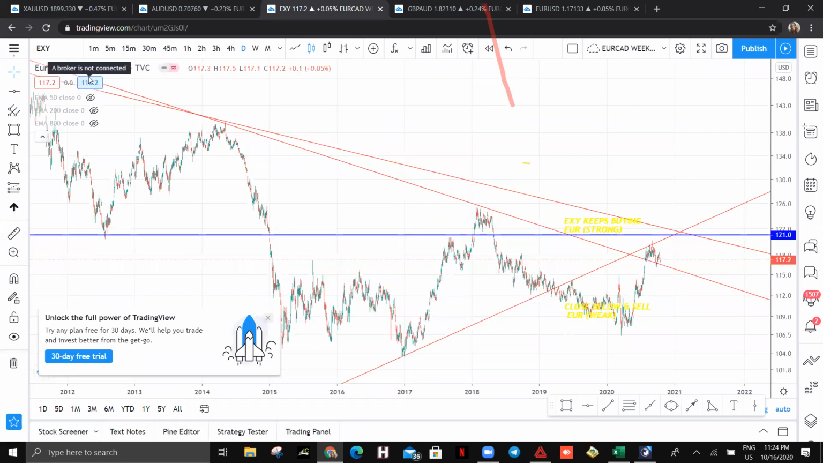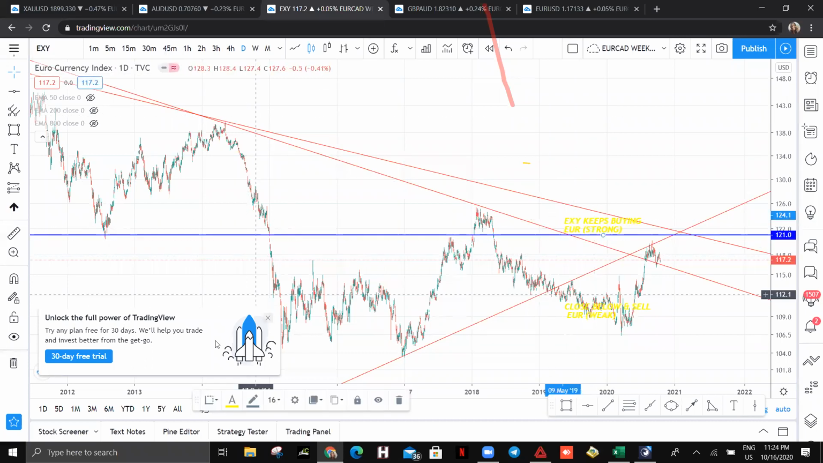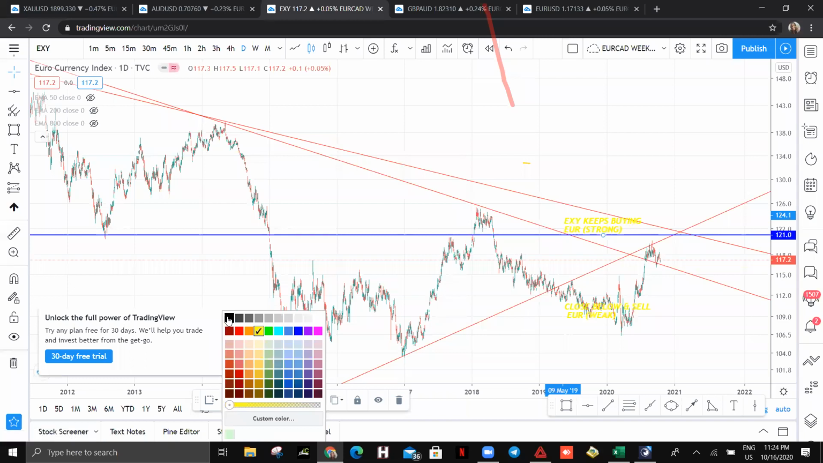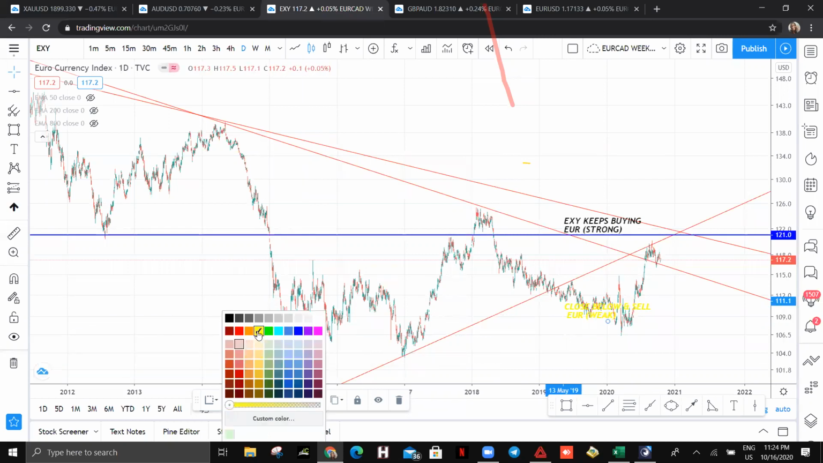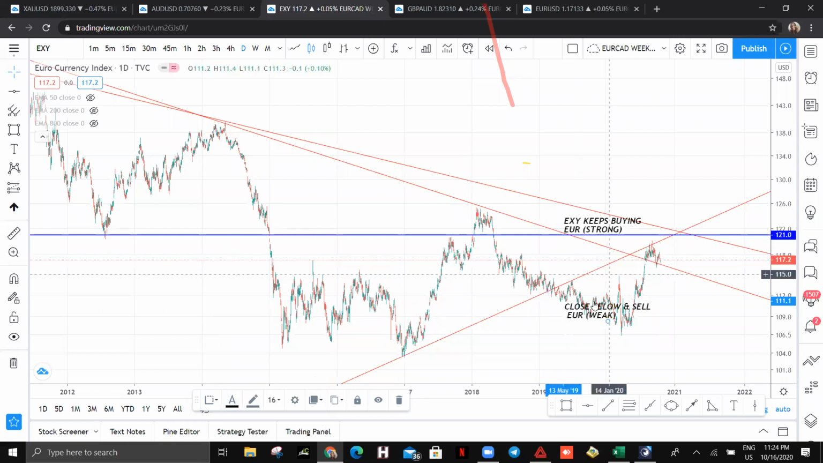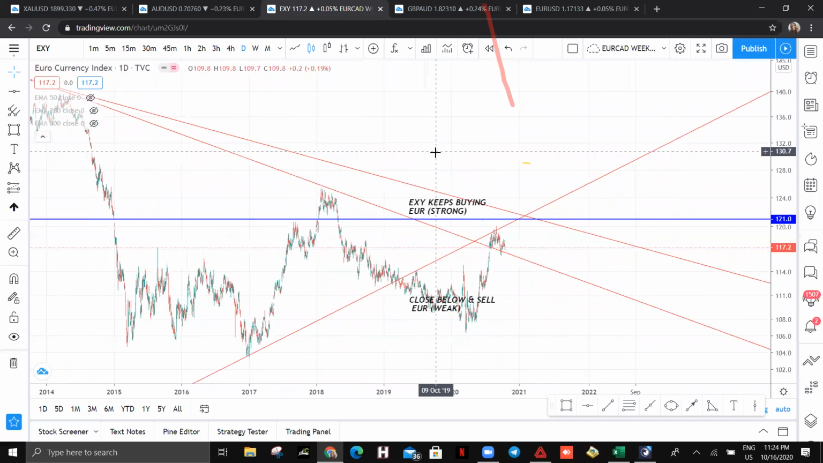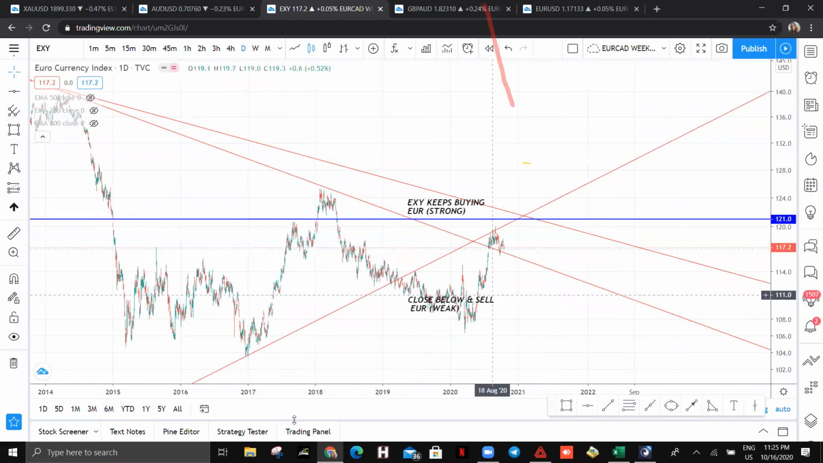I see I drew it. See what I drew. I know I drew this thing how many years ago. Let me check what I wrote here. Look at now. This is about 2 years ago, if I'm not mistaken, that I drew this. I wrote, close below and sell. It was around here. I said if you close below my trend line and sell, euro is weak. If you close above and buy, euro is what? Strong. And price is still respecting that line I drew. It has not broken it out.